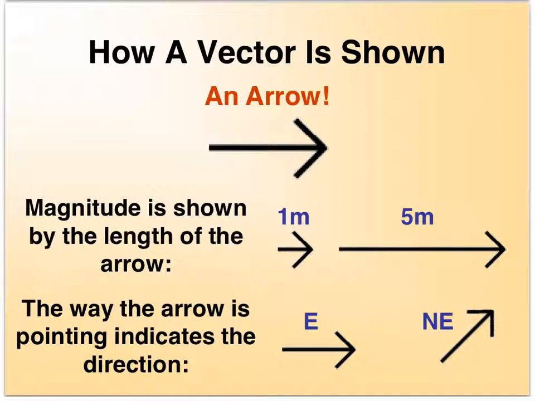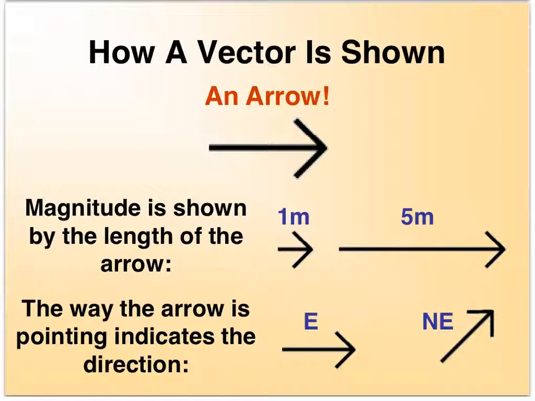A vector is simply shown on paper as an arrow. An arrow tells you a couple of things. It points in a direction, and the length of the arrow can mean something. The magnitude of the vector is shown by the length of the arrow. So for instance, we have a 1 meter vector, which let's say is 1 meter long, and a 5 meter vector that is 1, 2, 3, 4, 5-ish meters long. So the magnitude of the vector, of the arrow, can tell us about the vector.